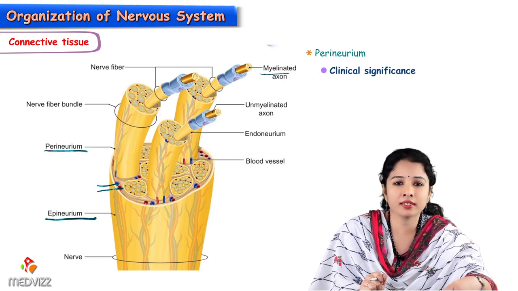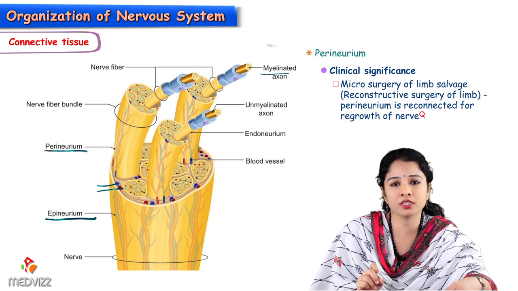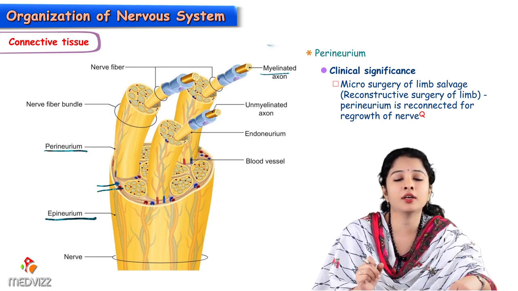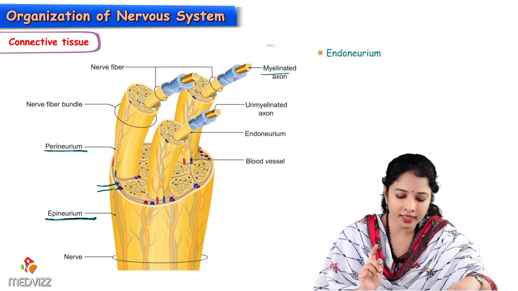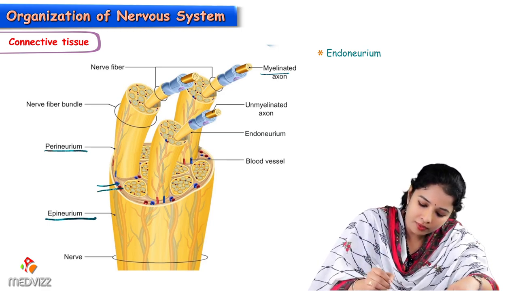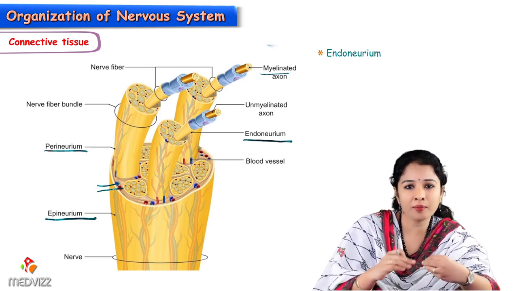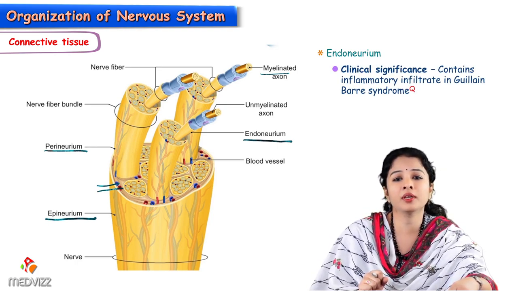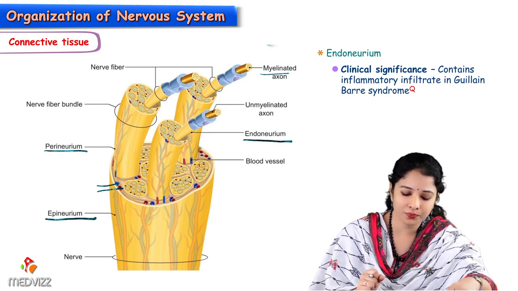Perineurium is clinically quite significant during microsurgery of limb salvage, meaning reconstructive surgeries of the limb. During this procedure, this layer needs to be reconnected for regrowth of the nerve. The innermost layer, which surrounds each single nerve fiber, is called endoneurium. The endoneurium is a thin layer of connective tissue wrapping around a single nerve fiber. Clinical significance of the endoneurium: it contains inflammatory infiltrate in Guillain-Barré syndrome.